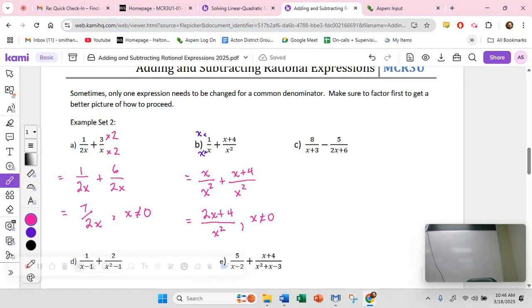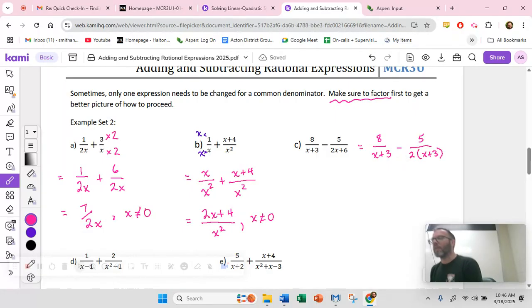And you guys have the idea. 2x plus 6, we can actually divide out a 2 there. So we're going to start tying in this initial step. Sometimes we have to factor first to get a better picture of how to move forward. So I'm just rewriting the problem, but on the right-hand term, I'm just going to factor the bottom. I can factor that as 2 times x plus 3.